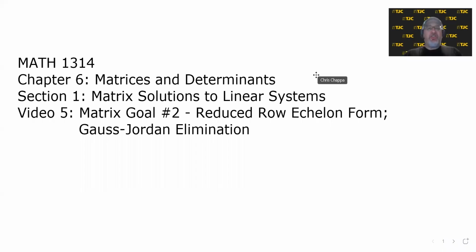Math 1314, Chapter 6, Matrices and Determinants, Section 1, Matrix Solutions to Linear Systems, Video 5, Matrix Goal Number 2, Reduced Row Echelon Form, Gauss-Jordan Elimination.